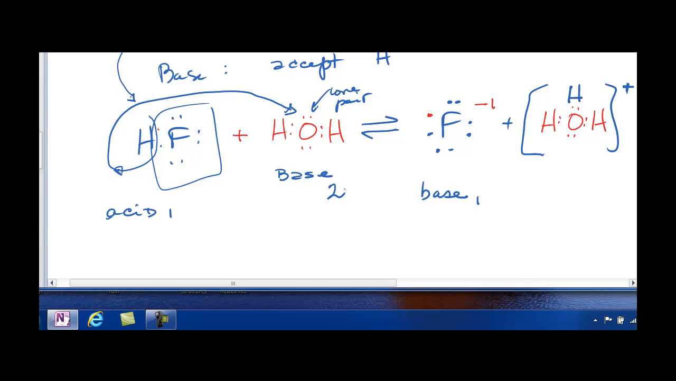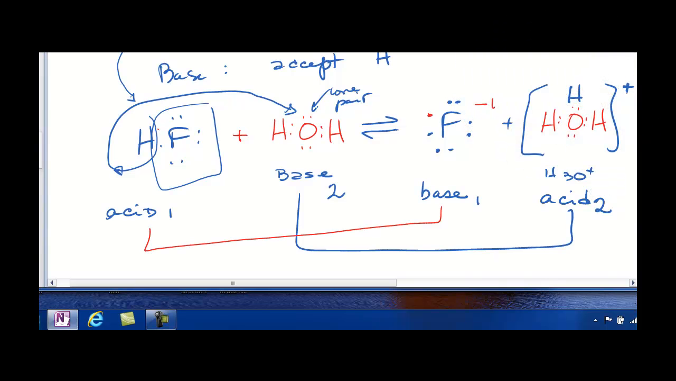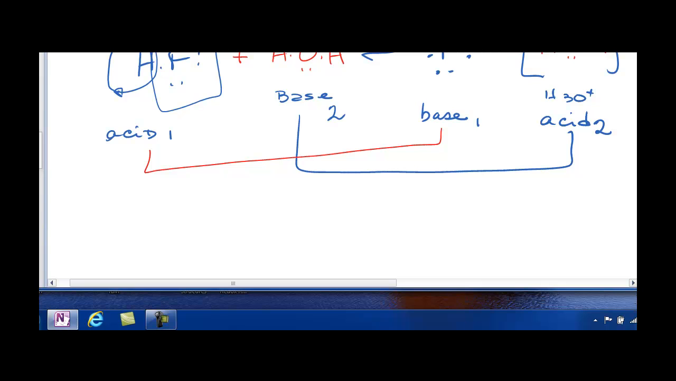And once water accepted the hydrogen ion, what happened? A hydronium ion, H3O plus, is formed, and that is an acid, but it's the conjugate acid of base 2, which is acid 2. So these two go together, and these two go together. Okay, so Bronsted-Lowry introduces a very important concept, which is a conjugate acid-base pair.